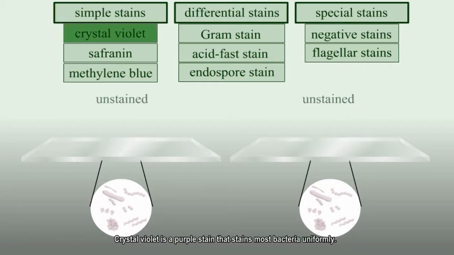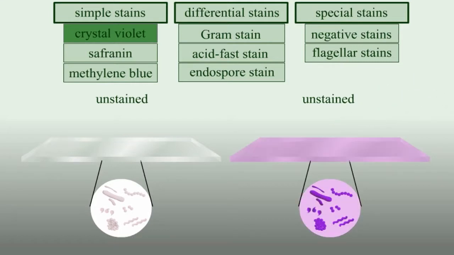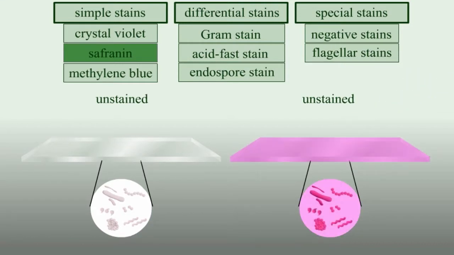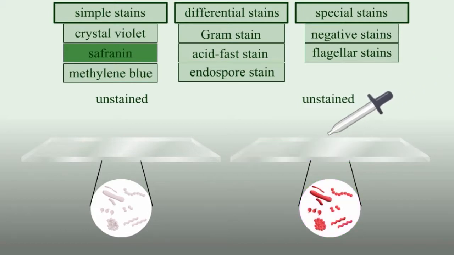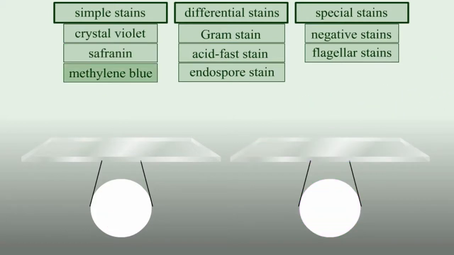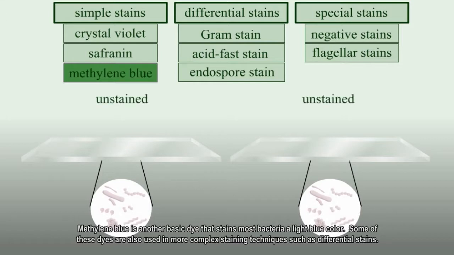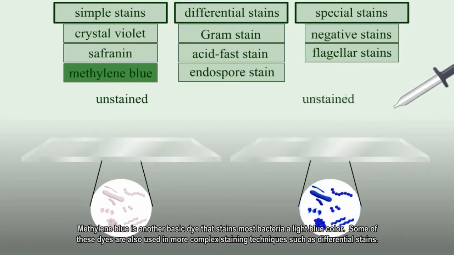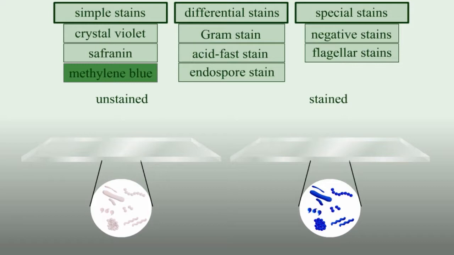Crystal violet is a purple stain that stains most bacteria uniformly. Safranin is a red dye that stains most bacteria pink or light red. Methylene blue is another basic dye that stains most bacteria a light blue color. Some of these dyes are also used in more complex staining techniques, such as differential stains.